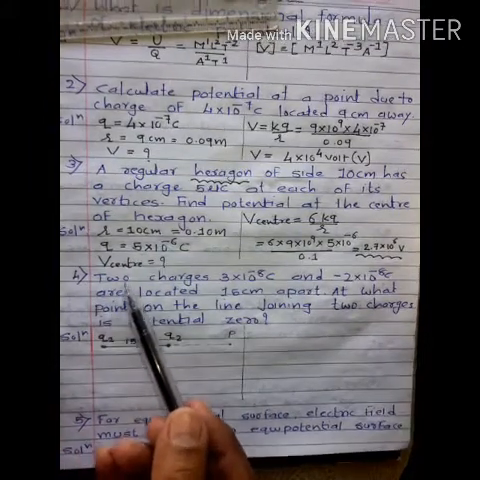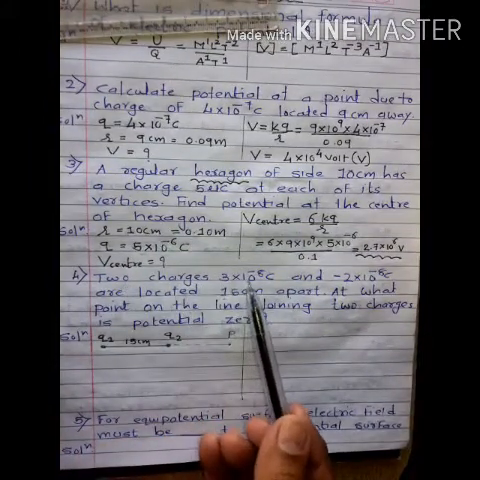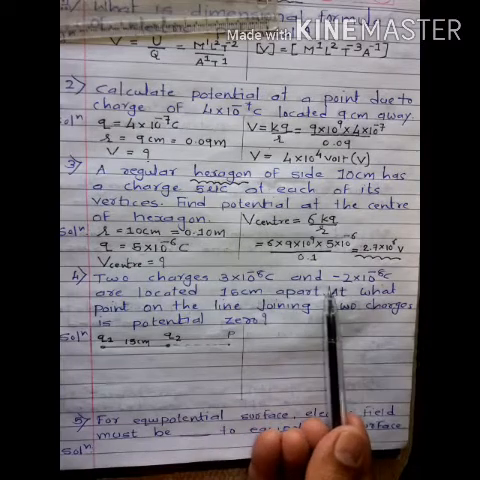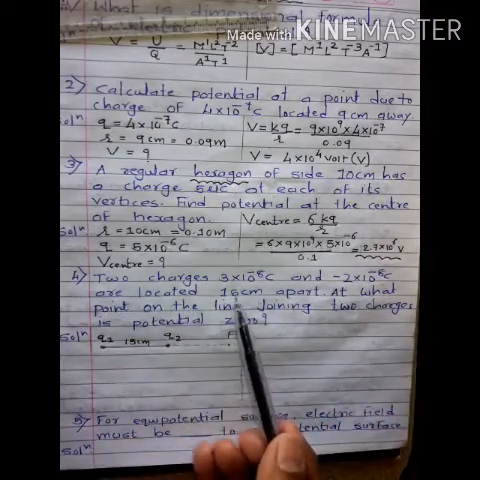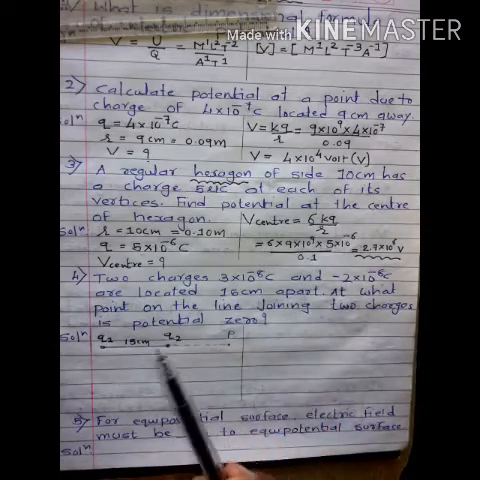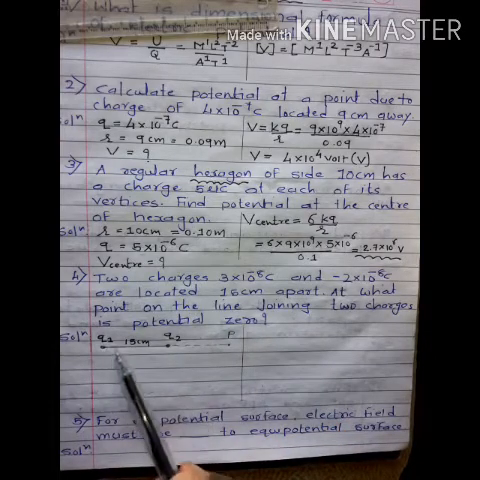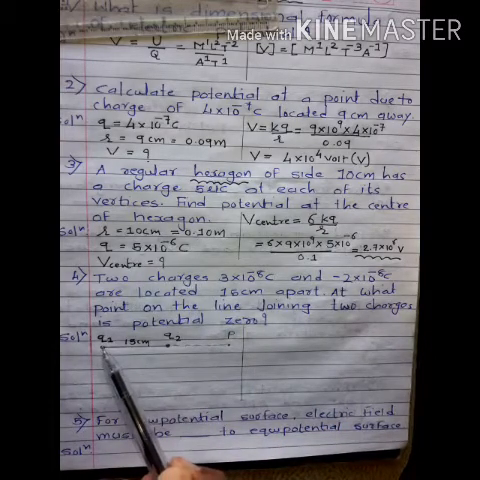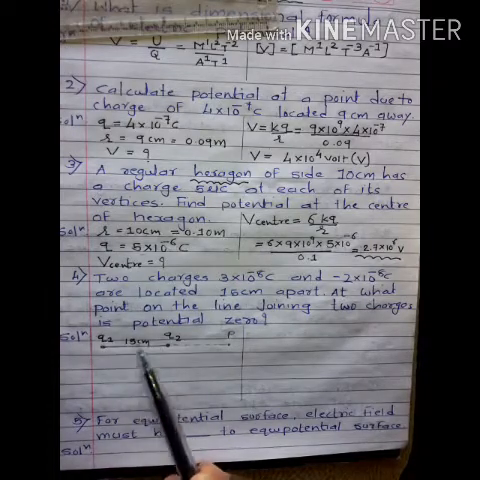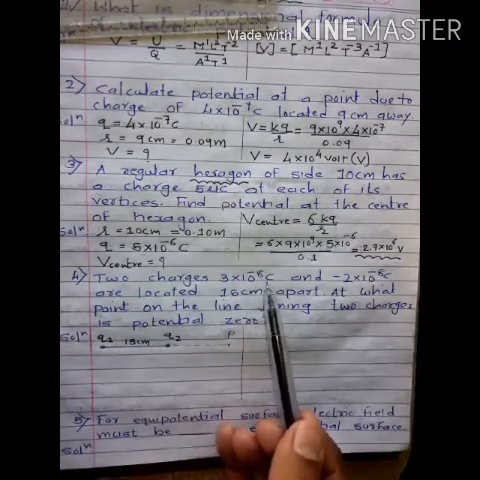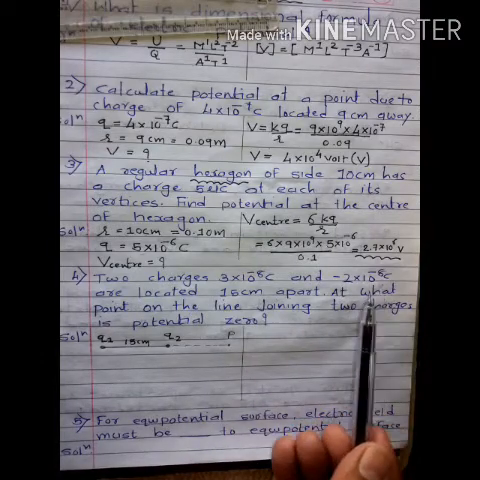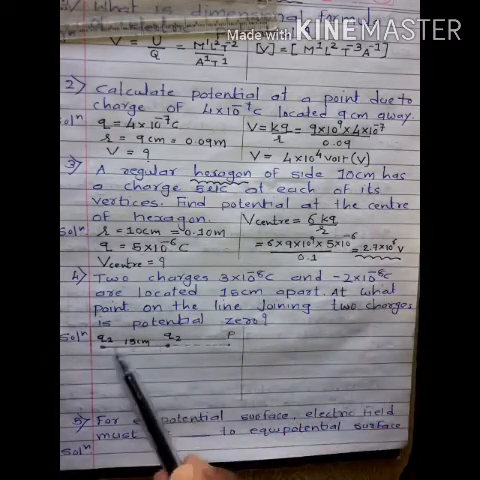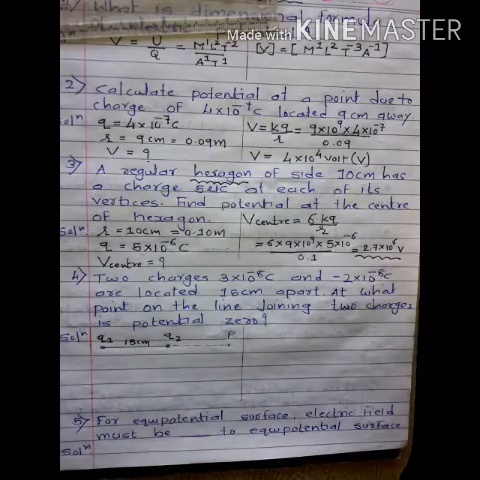Next MCQ: two charges, 3 into 10 raised to minus 8 coulomb and minus 2 into 10 raised to minus 8 coulomb, are located 15 centimeter apart. So this is our simple situation. We have two charges Q1 and Q2. Q1 means 3 into 10 raised to minus 8 coulomb and Q2 means minus 2 into 10 raised to minus 8 coulomb. They are located 15 centimeter apart. So the distance between them is 15 centimeter.